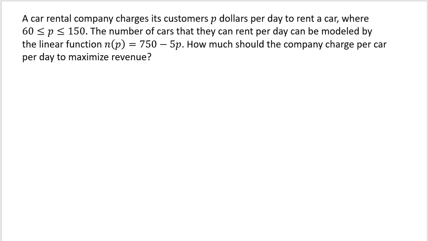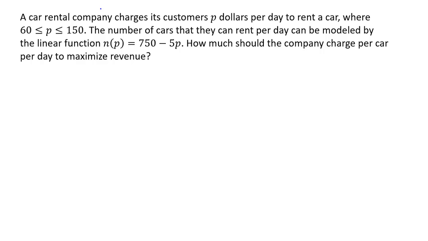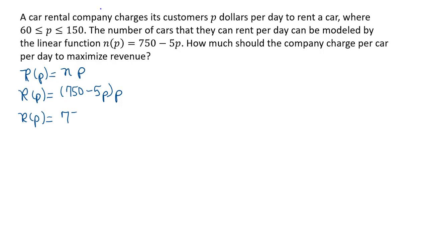Revenue is the product of the number of items sold times the price per item. In this particular instance, the number of items is defined by the provided linear equation. Therefore, we define the revenue function and write R(P) = P times the quantity 750 − 5P. Let's distribute the P, then we can simplify the revenue function, and we'll write it as R(P) = 750P − 5P².